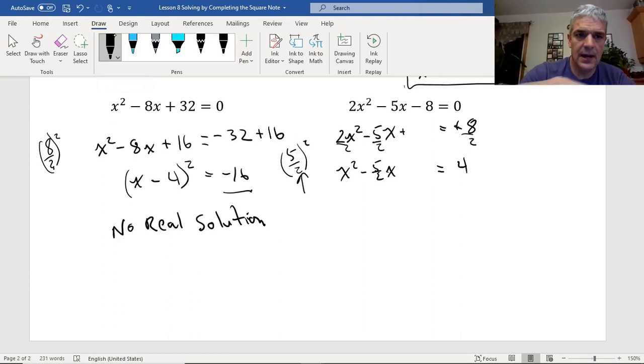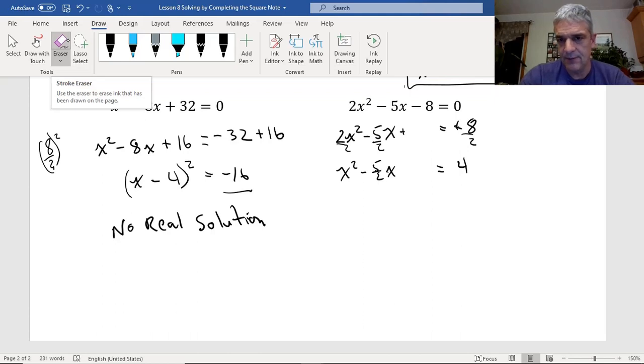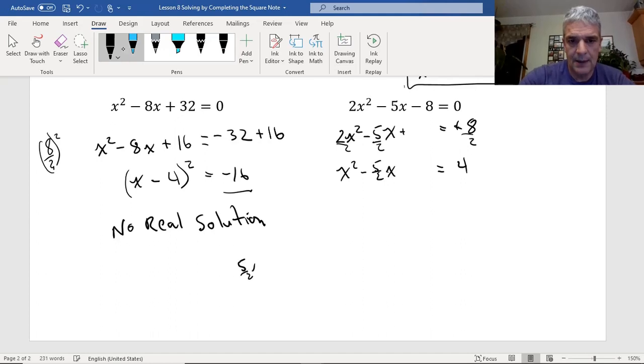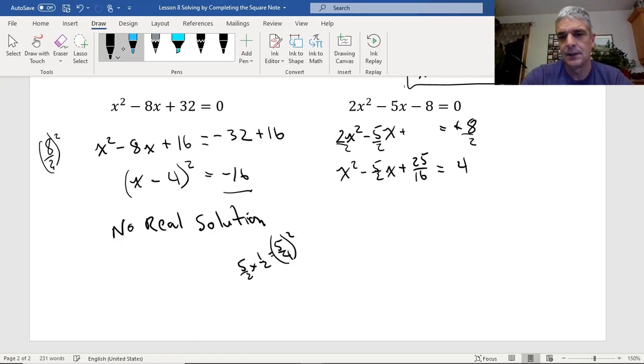Now I need to find my c term, which is going to be different. It's going to be 5 over 2 times a half. That's going to be half of it. It's going to be 5 over 4 squared, which is going to be plus 25 over 16. Plus 25 over 16. Oh boy, that's totally different, right?